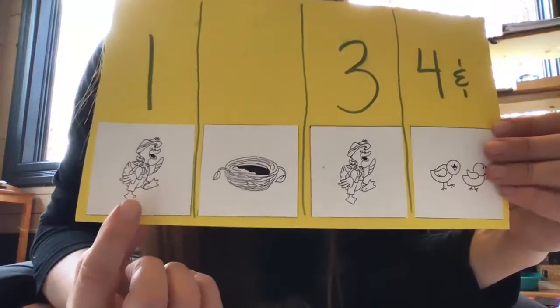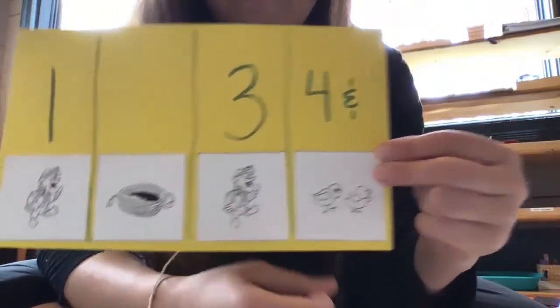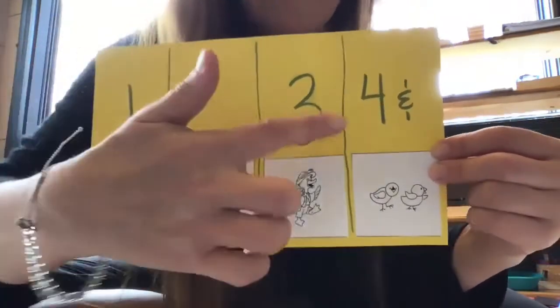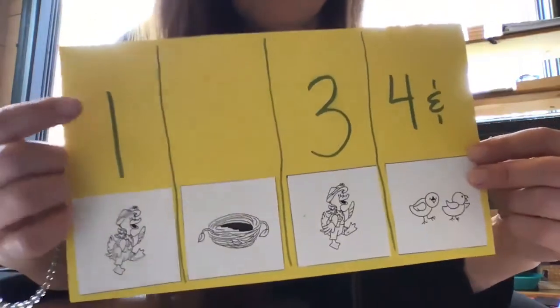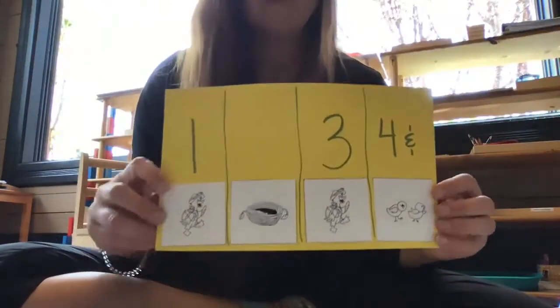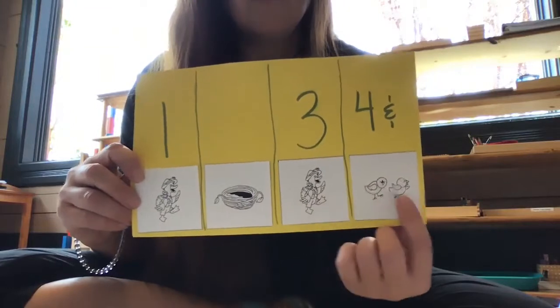So here's quack, quack, cheep, cheep. And if we're counting them, we'd say 1, 3, 4, and. So 1, rest, 3, 4, and. That's if we're counting rhythms. But the children just say quack, quack, cheep, cheep. Let's do the next one.